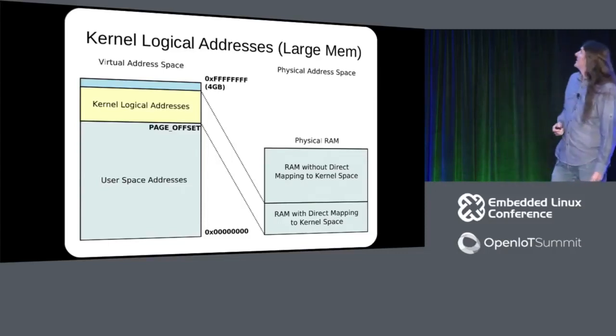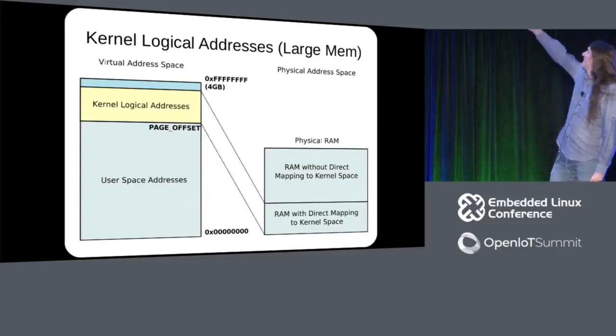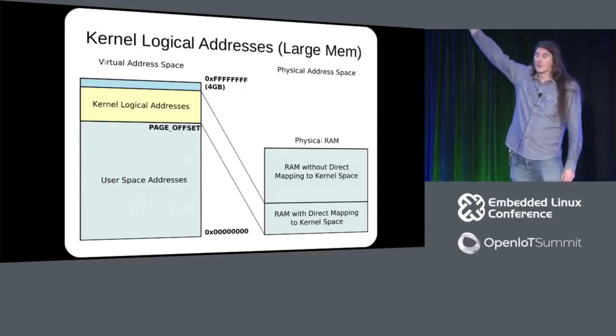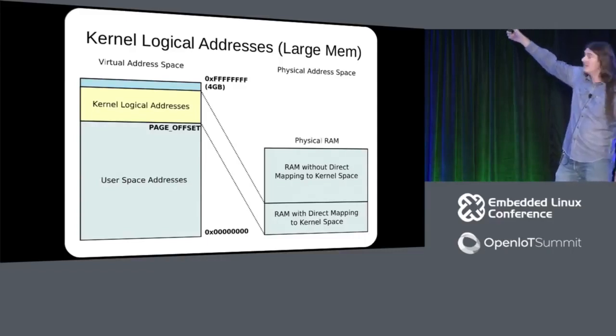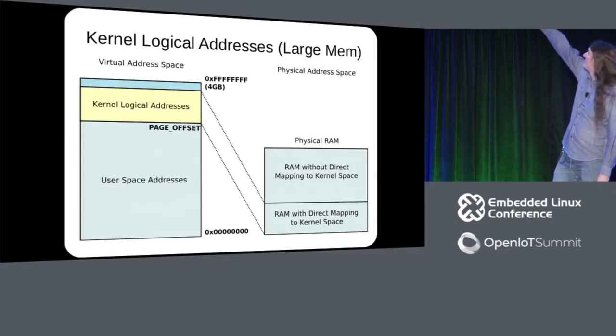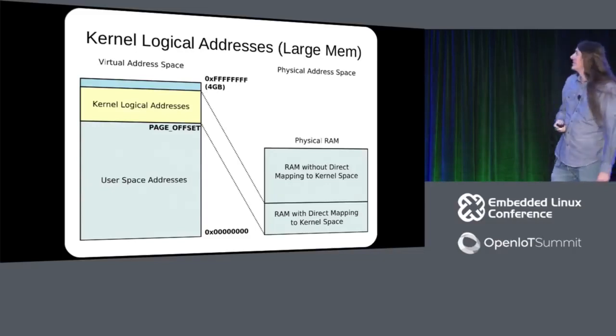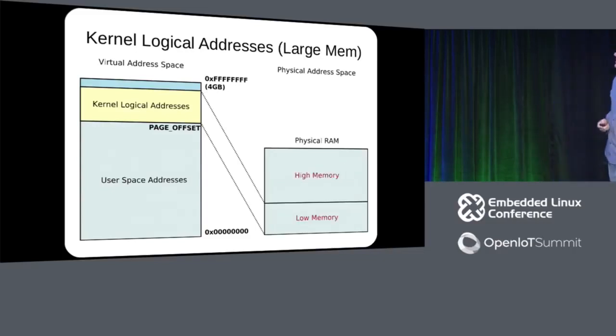So the situation I'm talking about here looks like this. Notice we have a lot more physical RAM now than we did before, but we have the same amount of kernel address space. So that means that the physical RAM is going to be in two parts. The first is RAM with direct mapping into kernel space, and then above that, RAM without a direct mapping into kernel space. So we also call these low memory and high memory.